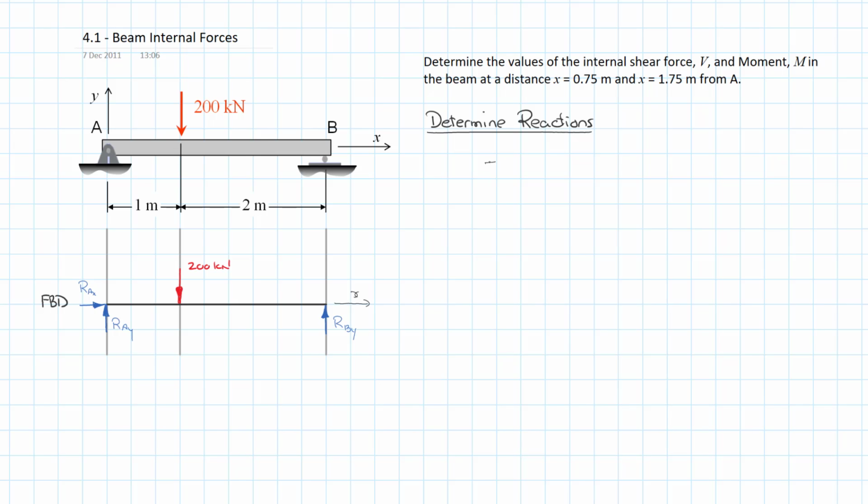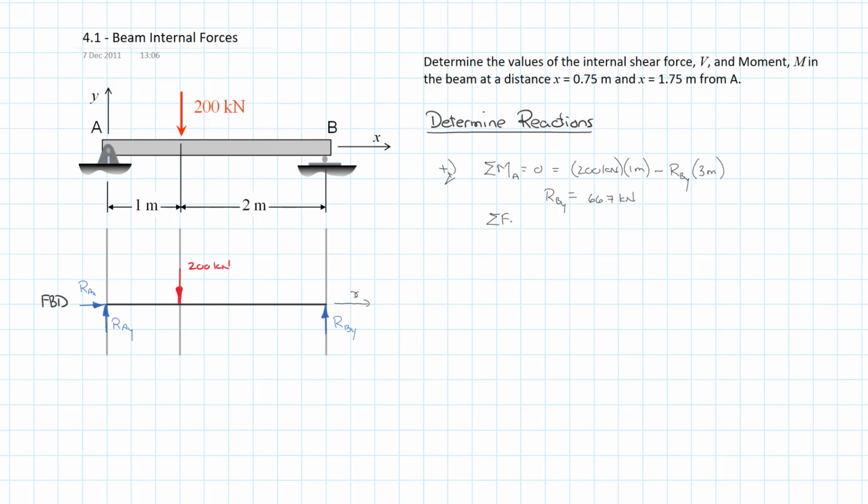So I'm going to start by doing sum of the moments about A is equal to 0. I'm going to set my clockwise as positive. And so working across the beam, I see that's got my 200 kilonewtons and a moment arm of 1 meter. And that's trying to turn it clockwise about A, so it's positive. And then the reaction at BY is trying to turn it counterclockwise with a moment arm of 3 meters from A. So we're able to solve RBY is equal to 66.7 kilonewtons.